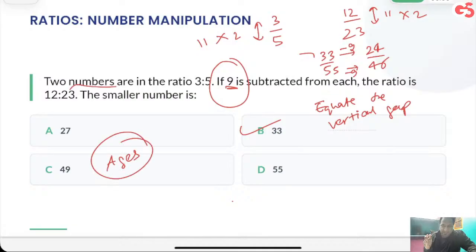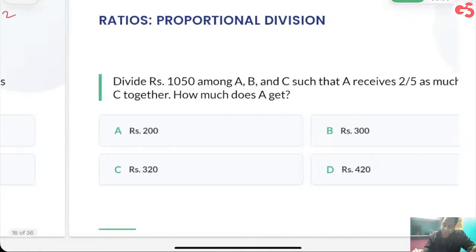कि एक माँ और बेटे थे, उनका एज का रेशियो था, कुछ सालों बाद बढ़ गया, तो हमें क्या करना है? वर्टिकल गैप को सेम कर दो, हॉरिजॉन्टल अपने आप सेम हो जाएगा और आंसर कर दो. Is that clear, everyone? You like this? Just react something, no? Okay, let's go to next one.